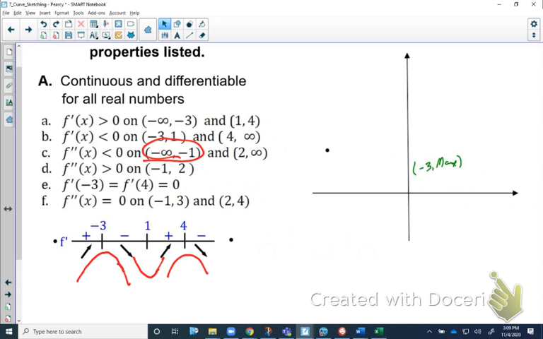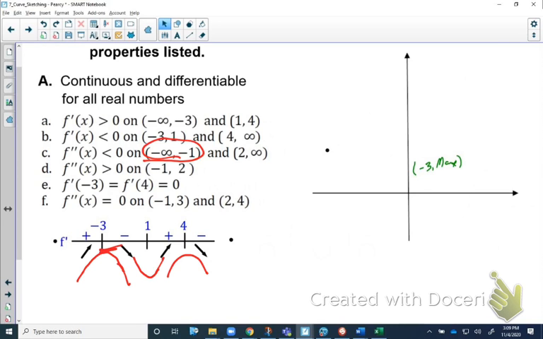And let's see, on part E, the first derivative is going to be equal to 0 at that point. So that tells us where the slope is 0. So that means that we're going to have a maximum at 3.